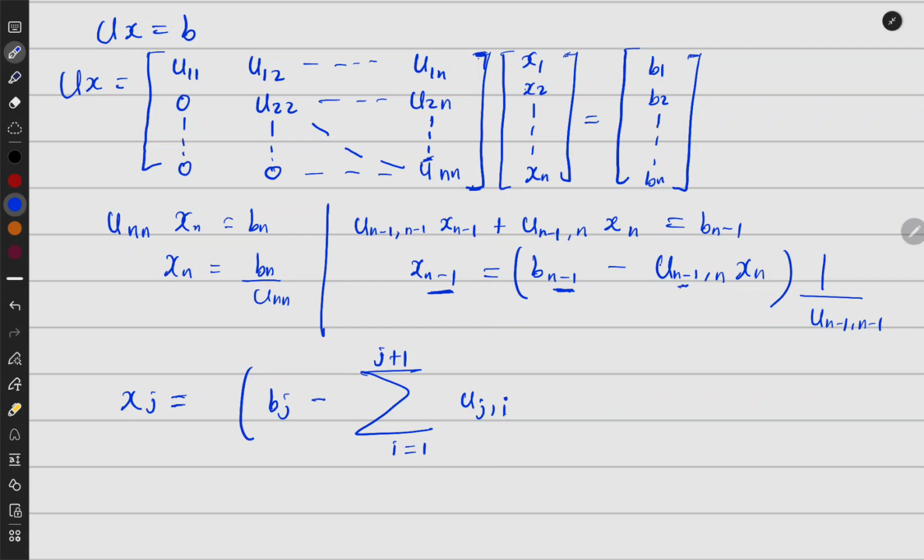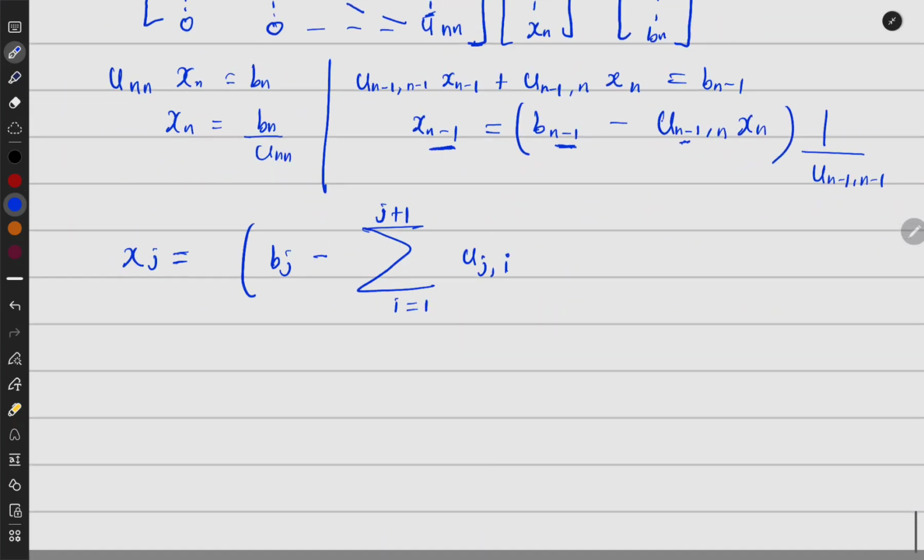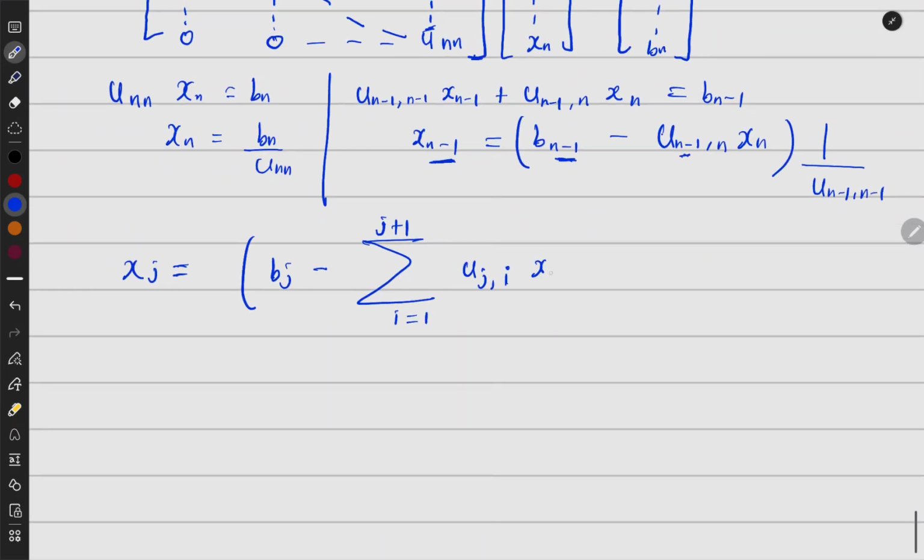I is the one changing, comma, to represent the index times xi, and this entire thing is 1 out of, now this is 1 out of u jg. So this is also the algorithm that we shall use in case we want to solve an upper triangular system. So this is the algorithm. That is the algorithm that we shall use.